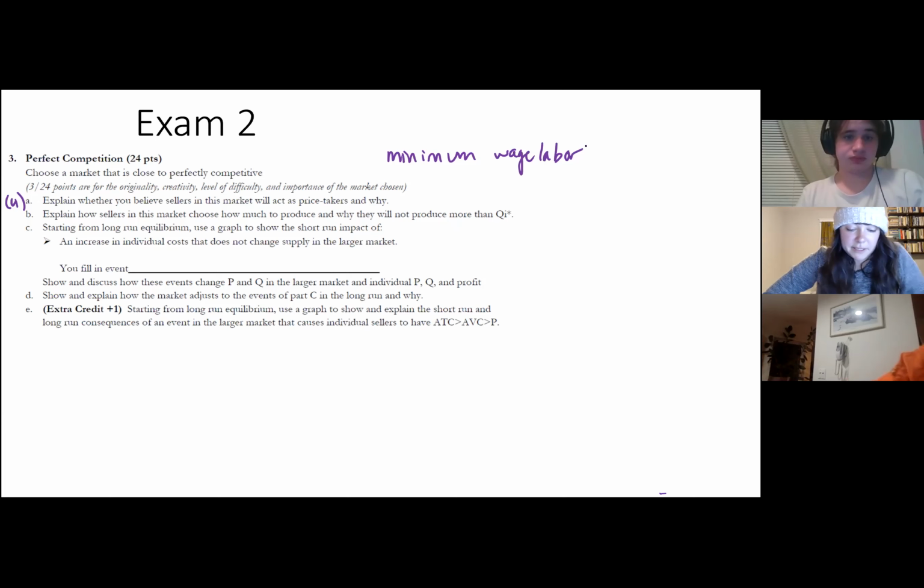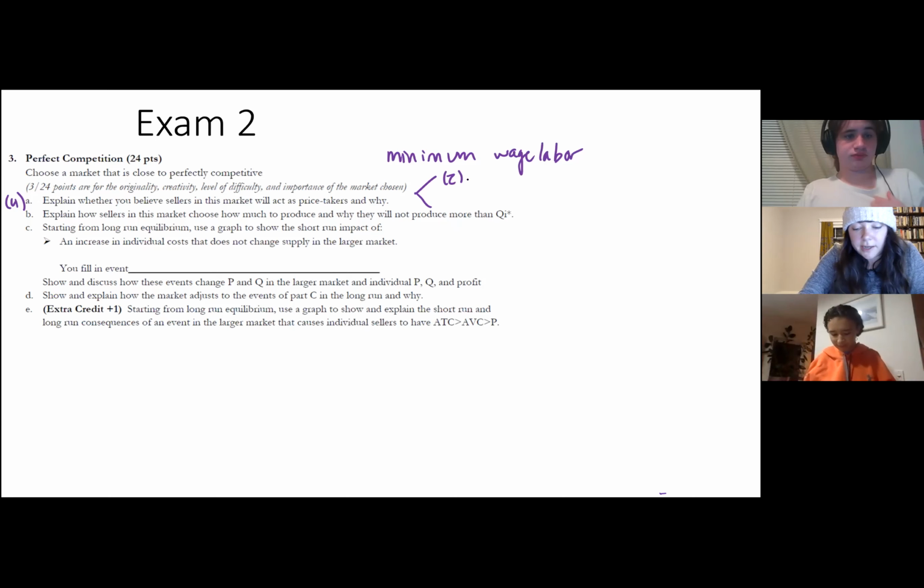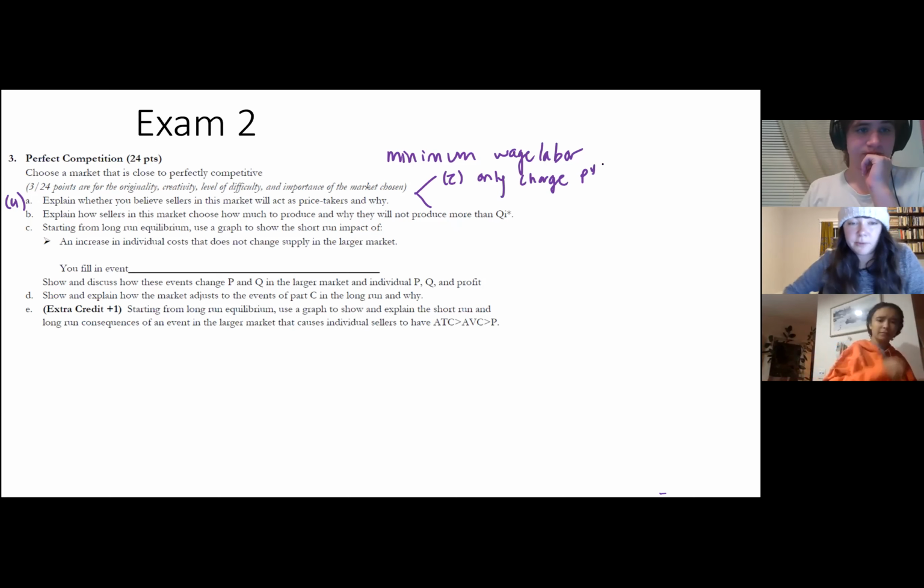And then you should have been specific. So 2 of the points were for talking about why they can only charge P star. You might have gotten those points if you talked about the mechanics of what happens if you charge a little less or a little more, or if we're talking about the identical product, the no barriers to entry and all the competitors. And then 2 of the points were for the specific.